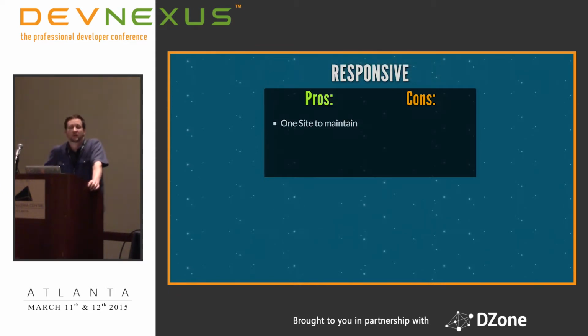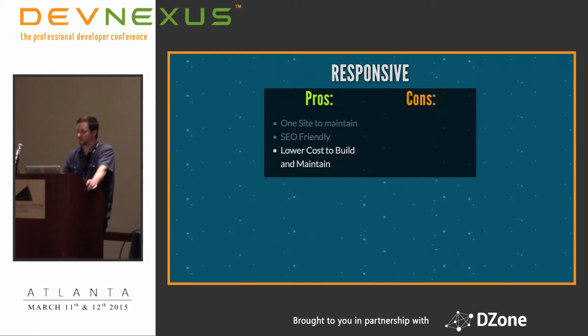All right, so responsive has its pros and cons. The pro is that you have one site that you have to maintain, so you have one code base. The huge win is that it's SEO friendly. You don't have a mobile site and a separate desktop site. They're both the same. And then based on layout or media queries, you can present different content, different layout.